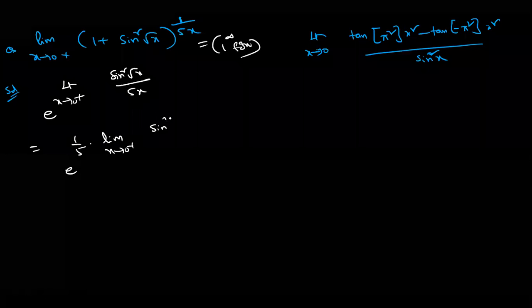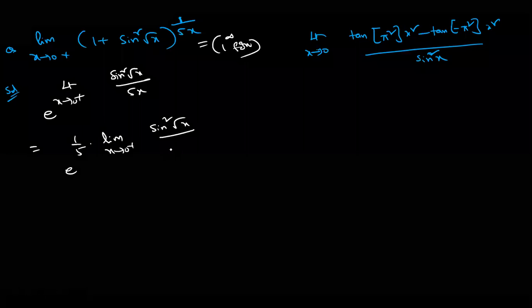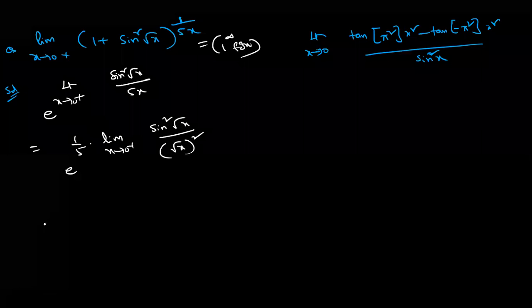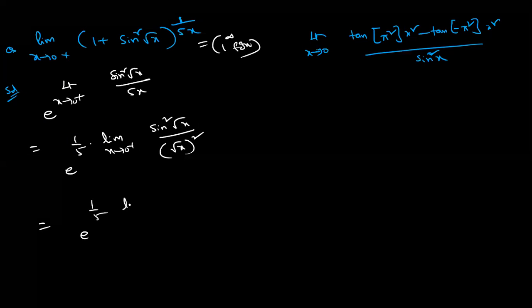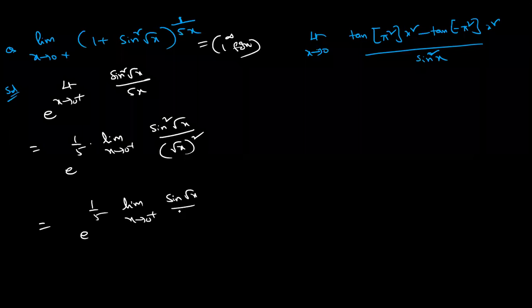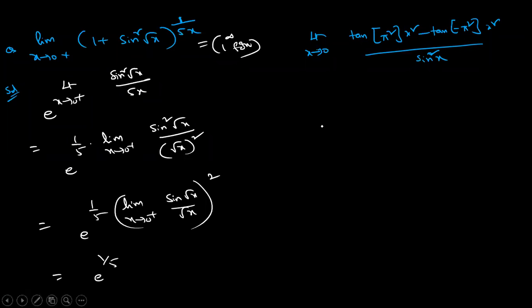So sine root x by x means you can write root x whole square. So one more step I am writing. Limit x tends to 0 plus, dear students, sine root x by root x, whole square. So this value is how much? 1. So we are getting finally 1 by 5. Be careful. Suppose they give it sometimes equal to lambda, find log lambda. Then 1 by 5 is coming in terms of log.